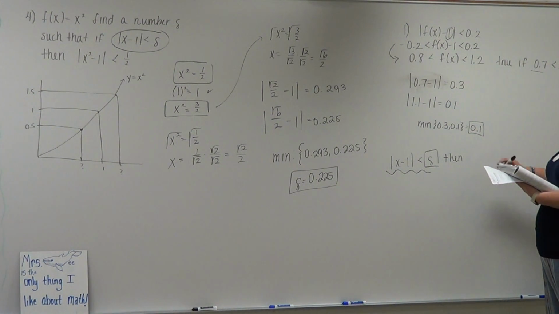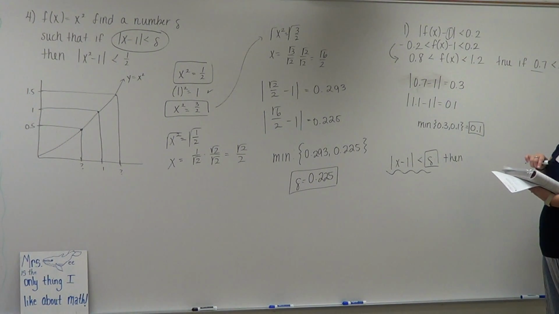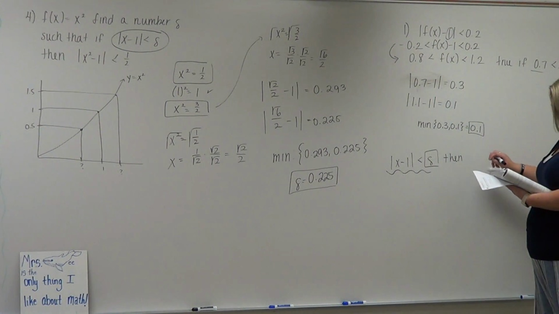No, I didn't put 0.3 there, I put 0.7 and 1.1, because those are your values. To find 0.3 and 0.1, those are your x values, yes.